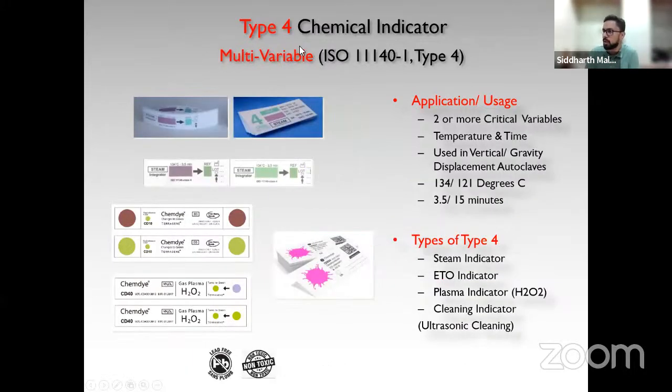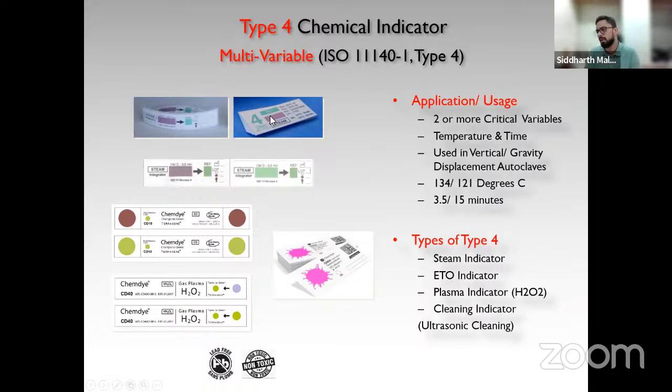Thereafter, we came to type 4 chemical indicators, which are called the multivariable indicators. Two or more critical variables. Now, what are the three variables? One being steam, the other one being temperature, the other one being time. Steam, temperature, time. When all the three conditions are critically met by an autoclave, the indicators are going to pass. But type 4 indicators are made in such a way that if two or more critical variables are there, then the indicator is going to pass.